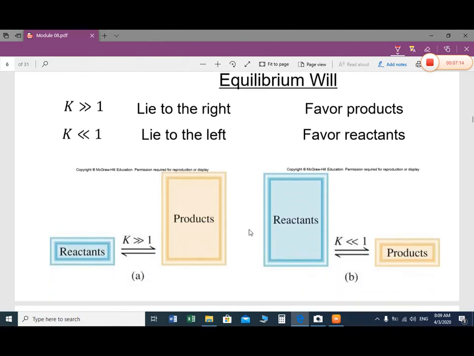I will elaborate this same thing in a diagrammatic way. These are the reactants. A small box means they are decreasing. Products in the big box means they are increasing. If the equilibrium constant K is much higher than 1, a big value, then the reactants will decrease and the products will increase, meaning the reaction will go in the forward direction. More products will form. On the contrary, if the equilibrium constant value is much smaller than 1, then more reactants will form and the products will decrease. The reaction will go in the reverse direction. So the value of the equilibrium constant indicates which direction the reaction will go.